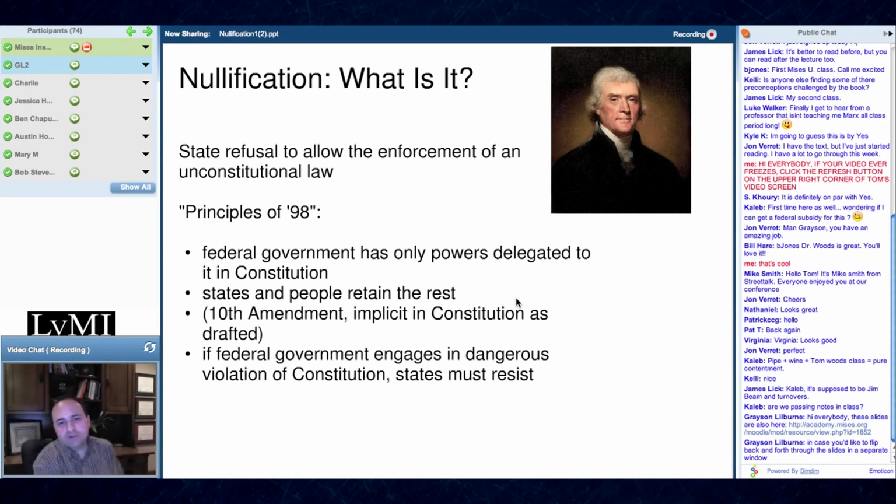That needs to be challenged by the states. The states have to, to the extent that it's in their power, refuse to allow the enforcement of the law in question.